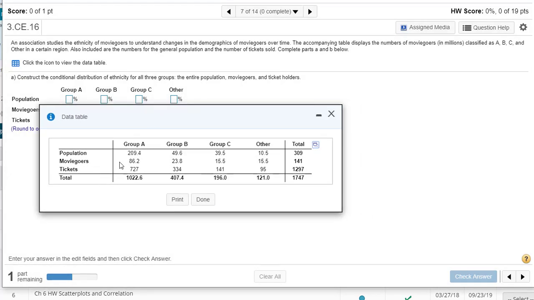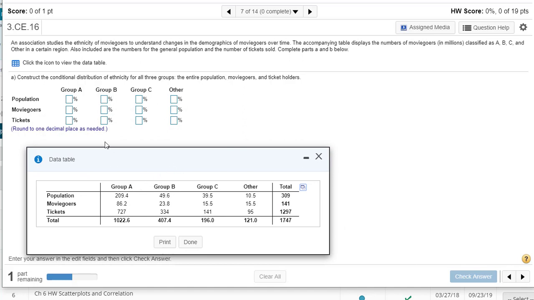Okay, so when I'm looking at these, I first glance at the table, make sure I know what's going on here. We have the total population for whatever this group A is, whatever ethnicity this is, and group B, group C, and then other. And then the number of moviegoers, and then the number of tickets bought or sold. Okay, so let's go ahead and open this up in StatCrunch, because we can do these individually, right? It wants us to construct the conditional distributions of ethnicity. So we would be doing 209.4 divided by 309, 49.6 divided by 309, 39.5 divided by 309, and so on, and do that for each of these.